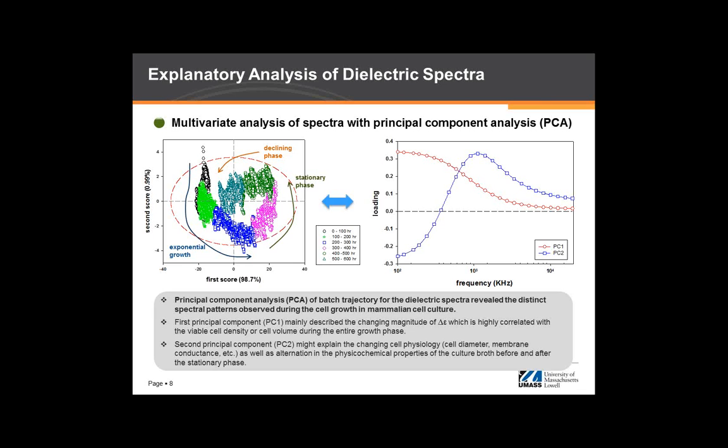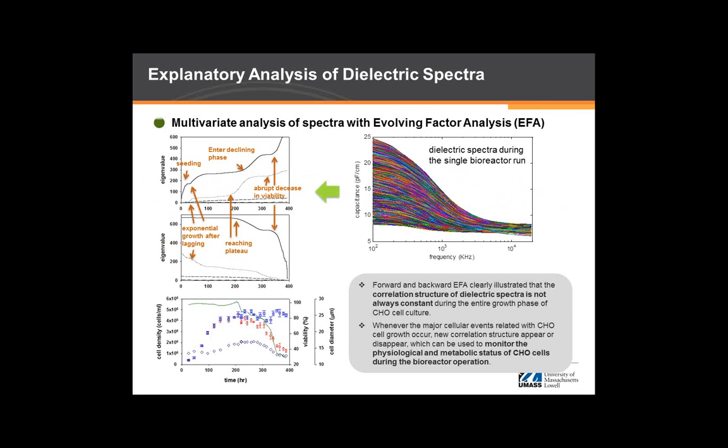So those are capturing another physical behavior. To further detail how things are going, we further applied a multivariate statistical method. One of them is called evolving factor analysis, and this methodology calculates eigenvalues and eigenvectors with the given data set.